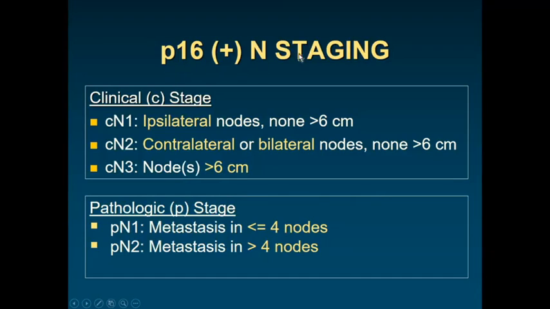The N staging for P16 positive cancers is very different than P16 negative. And this reflects the fact that these patients just biologically have less aggressive disease. So you're allowed to have more nodes, and they're going to have a better prognosis, particularly if you look at the pathologic staging. But we're going to spend time primarily on the clinical or C stage. So the CN1 will include ipsilateral nodes that can be multiple, but none greater than 6 centimeters. The CN2 stage is any contralateral or bilateral nodes as long as they aren't over 6 centimeters, and CN3 is over 6 centimeters. So you want to remember that number, 6 centimeters.